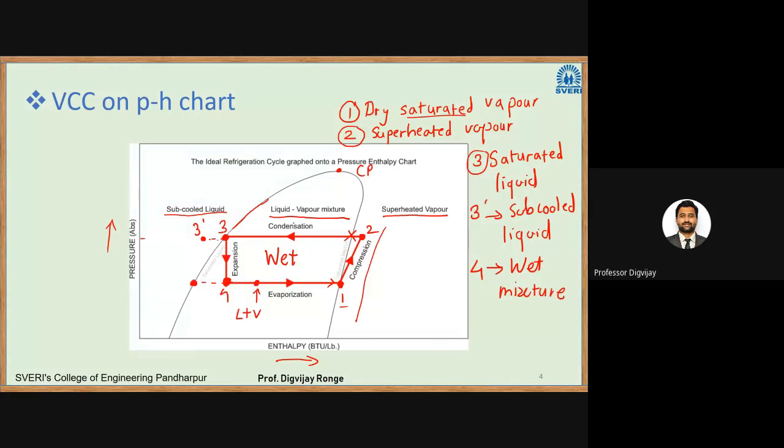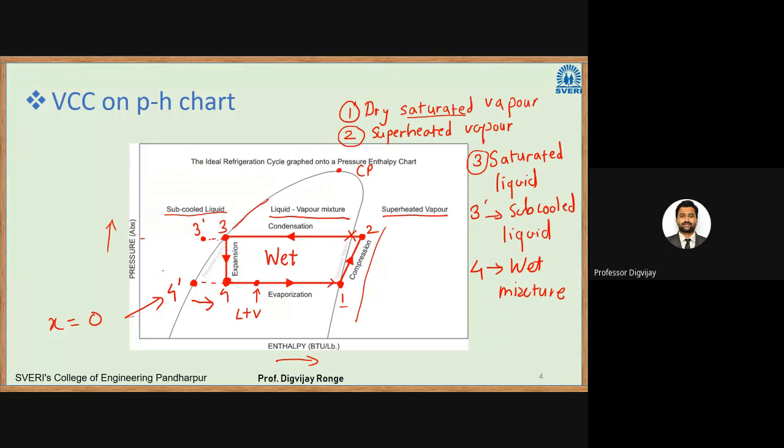What is happening there? Point 4 dash, in this case, is a saturated liquid. As I go on adding heat to it, it comes to point 4. Now what is happening here? Some part of the liquid is converted into vapor. So at point 4 dash, if I take the dryness fraction, that will be 0.